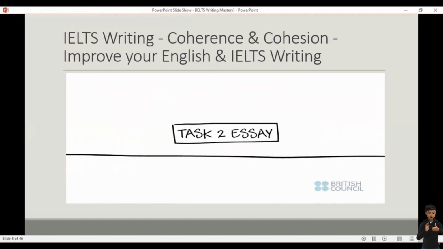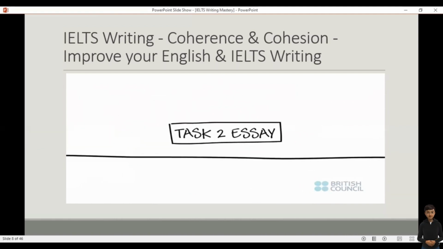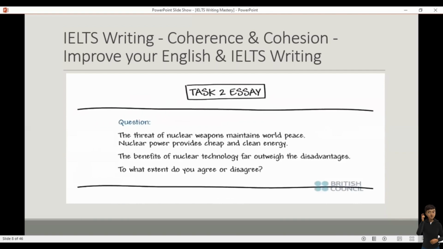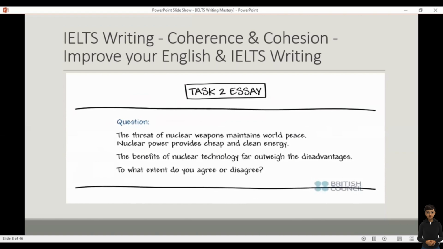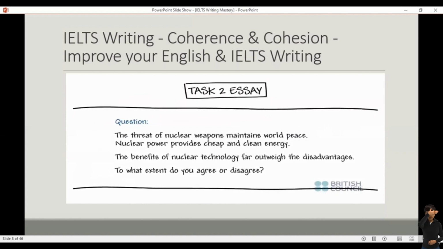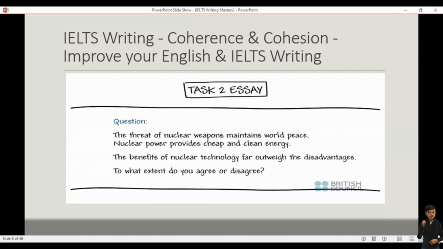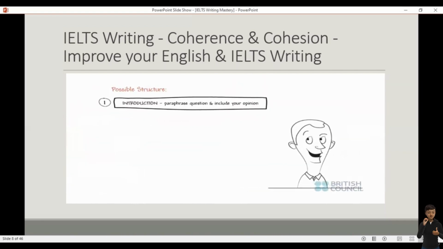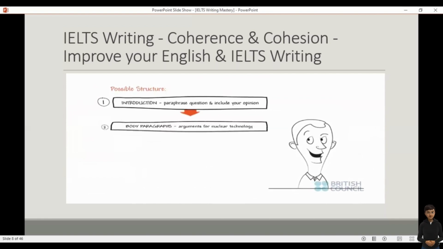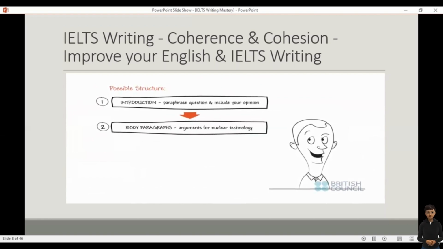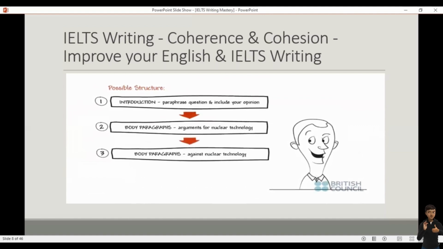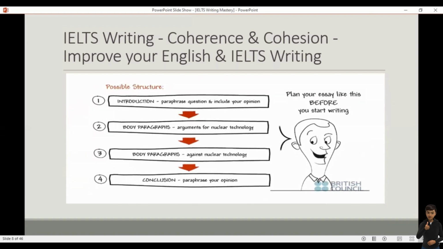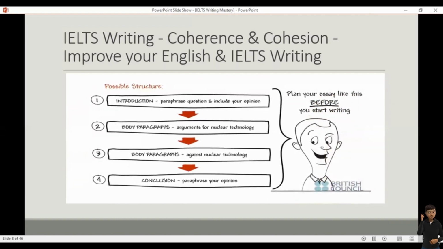Here is one simple way to sequence ideas for effective coherence for this Task 2 essay. For example, the threat of nuclear weapons maintains world peace. Nuclear power provides cheap and clean energy. The benefits of nuclear technology far outweigh the disadvantages. To what extent do you agree or disagree? Introduction: paraphrase the question and include your opinion. Body paragraphs: arguments for nuclear technology. Body paragraphs: against nuclear technology. Conclusion: paraphrase your opinion. Plan your essay like this before you start writing.